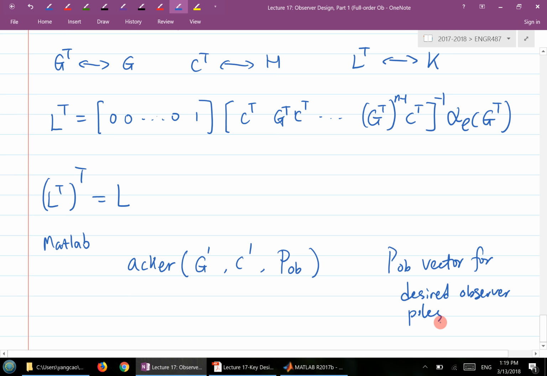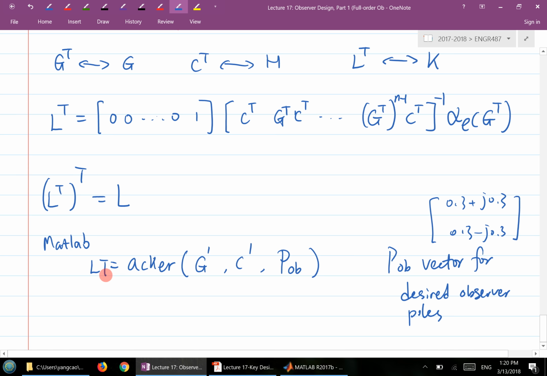Okay, desired observer pose. So it's a column vector. Basically, let's say the first one maybe 0.3 plus j0.3, second one 0.3 minus j0.3, for example. So that's your observer pose. If it's a 2 by 2 system, you plug it here. G transpose, C transpose. Now the return of this one here is not L, it's L transpose. So then you need to do another transpose on the final results to get your L.